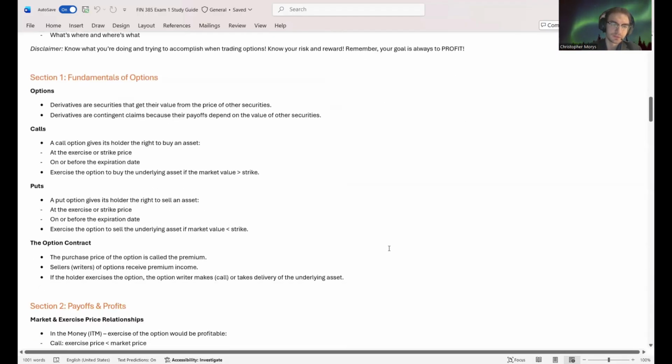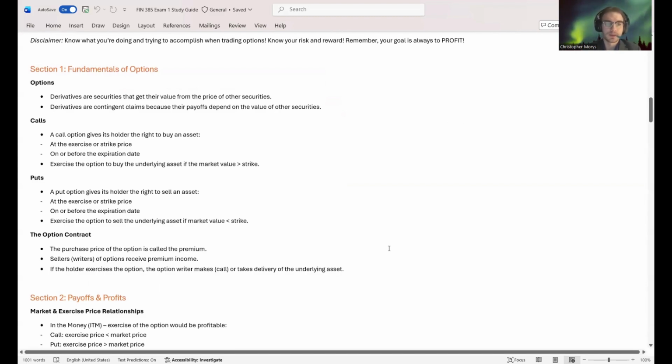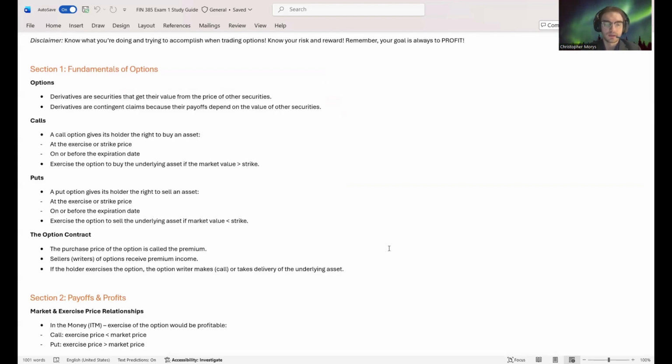All right, section one, fundamentals of options. So options are derivatives that get their value from the price of other securities, meaning these assets get their prices from another underlying asset, right? And these derivatives are contingent claims because their payoffs depend on the value of other securities or their underlying asset.